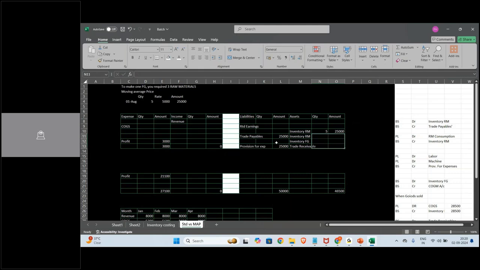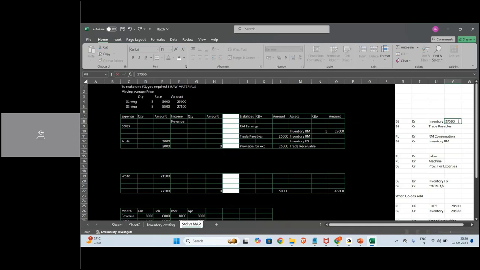What I did is that I went and bought on 3rd August another 5 units. But this time the rate was different, 5,500. What is the entry now for 3rd August? When I buy the same inventory, what is the entry? Inventory to trade payables. So 27,500.